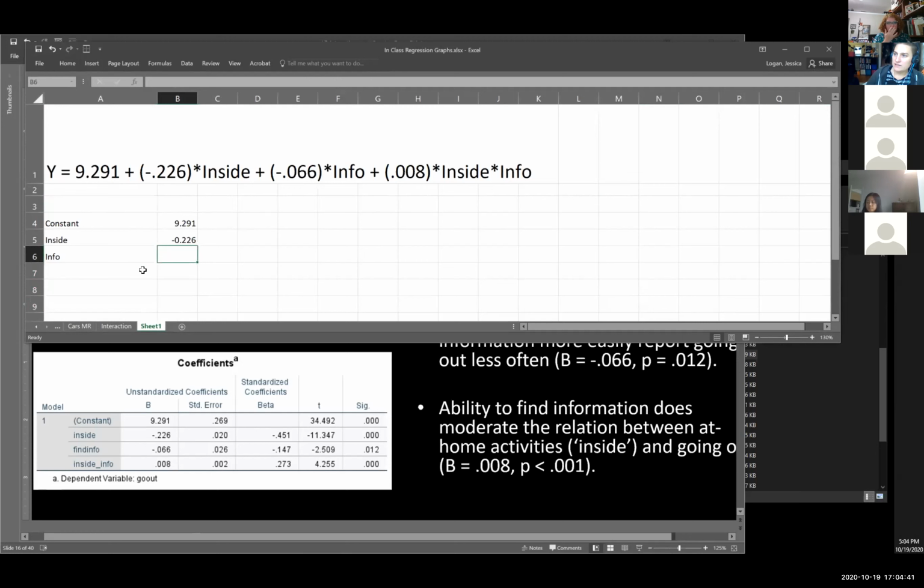All right, inside was negative 0.226. The info is multiplied by negative 0.066. And this is the interaction. Inside times info is 0.008. Okay.